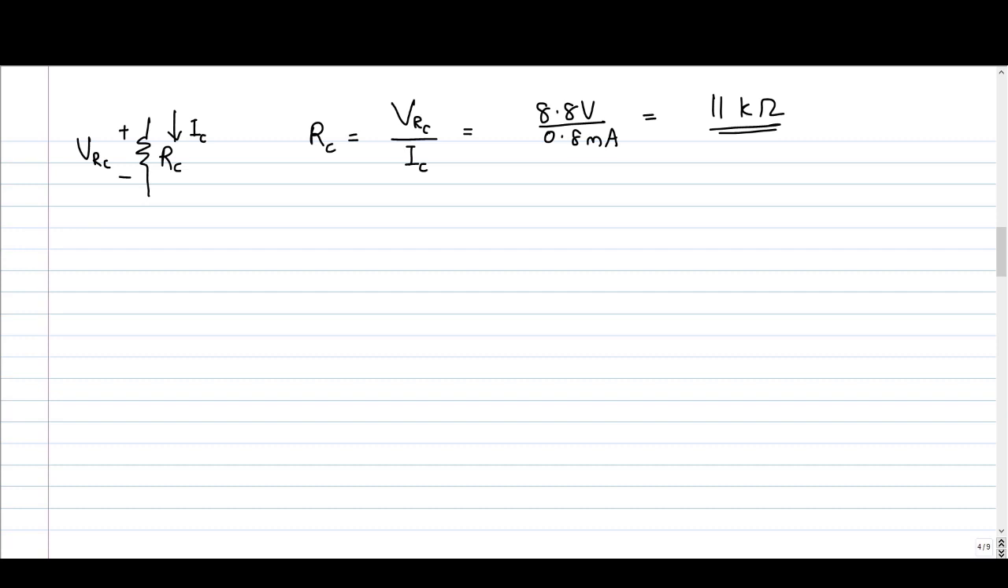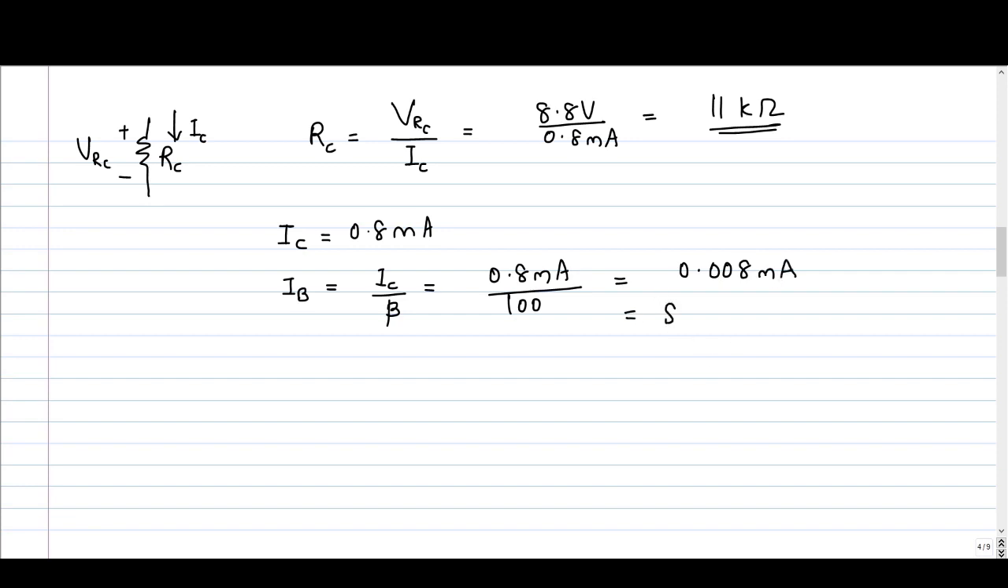Okay, now we can calculate the remaining values. Since IC is 0.8 milliampere, we can calculate IB. IB is IC by beta. So IC is 0.8 milliampere, and in the question beta value is given. So beta is 100. So you will get the value of IB as 0.008 milliampere or 8 microampere.